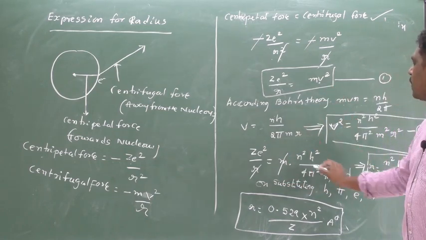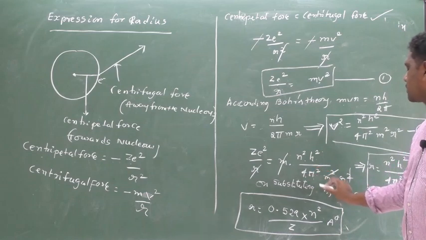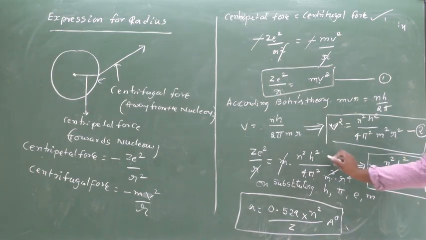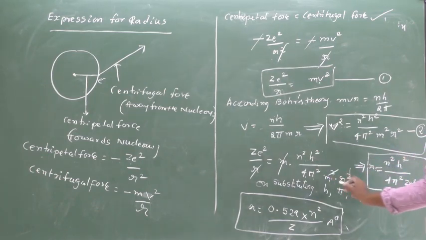V square value, n square, h square, 4π square, m square, r square. On substituting all these values, finally we get r equal to n square h square by 4π square Z e square m. So here I am substituting h value, pi value, e value and m value.